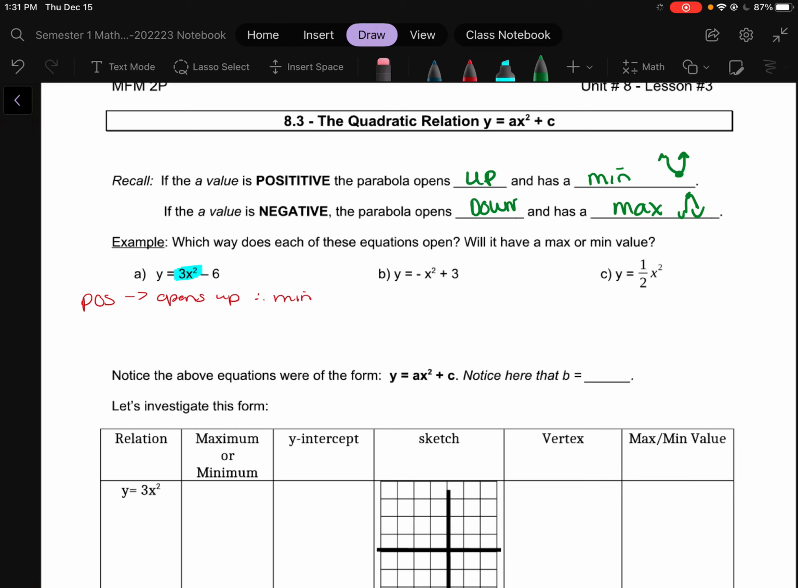For B, in this equation, it is negative. So we're always looking at the x squared. And because it is negative, it opens down, and it's going to have a max. And then last but not least, we have C, and I want you to try that now, see what happens. Is it positive or negative? Take a look. So it opens up, and therefore it's a minimum.